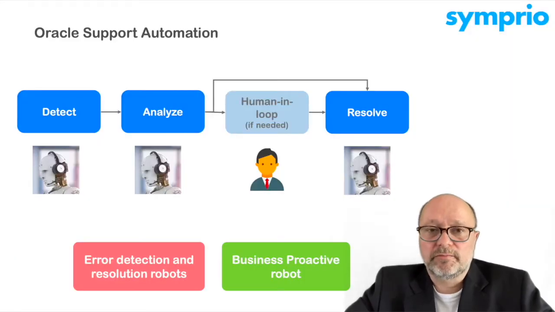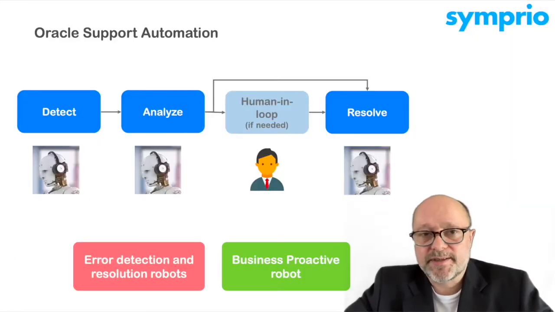At a high level, our support automation follows this process. The robot detects the issues, then analyzes to determine the root cause. Third, if required, we have a human-in-loop process to make a decision or to provide additional information. Finally, the robot goes ahead with the resolution flow.